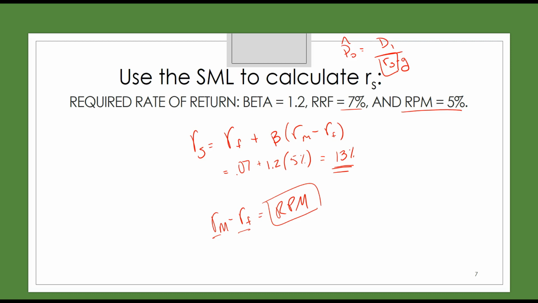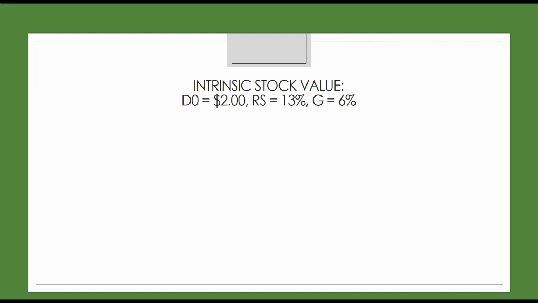Gordon model. So let's look at an example. Let's calculate the value of a stock if we are given that the last dividend paid, our D naught, was $2. Our required rate of return is 13% and our growth rate is 6%. Remember the Gordon model says that the value of this stock today is equal to the next dividend you'll receive divided by the required return minus the growth rate.